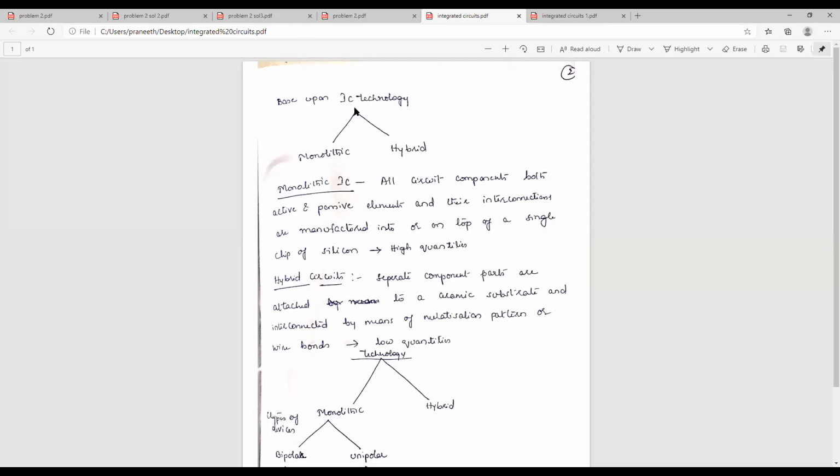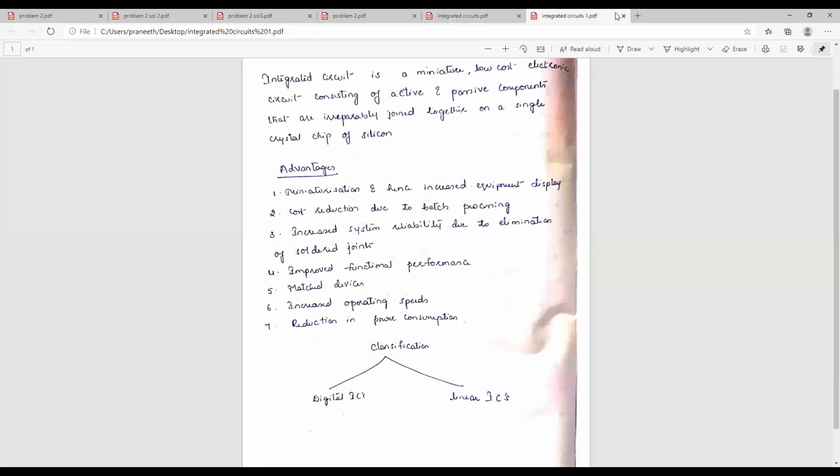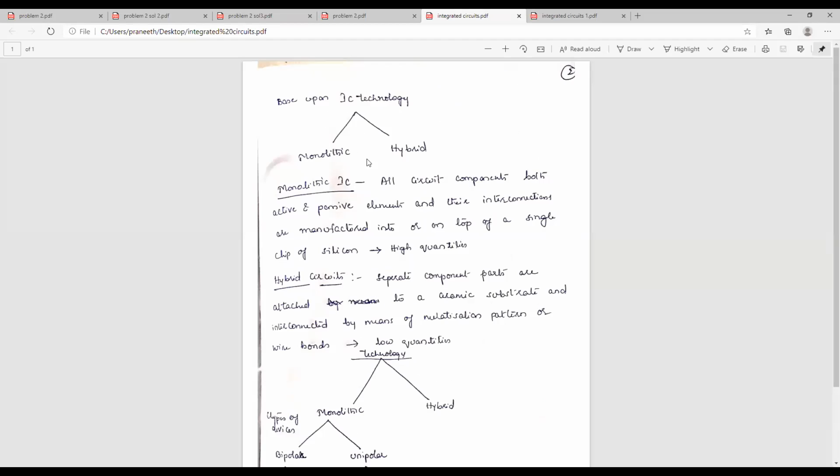The previous classification is based upon the applications, and this classification is based upon technology, how we are designing the IC. Okay, so we have two different technologies, monolithic and hybrid technology. Now let us see what is meant by monolithic IC.